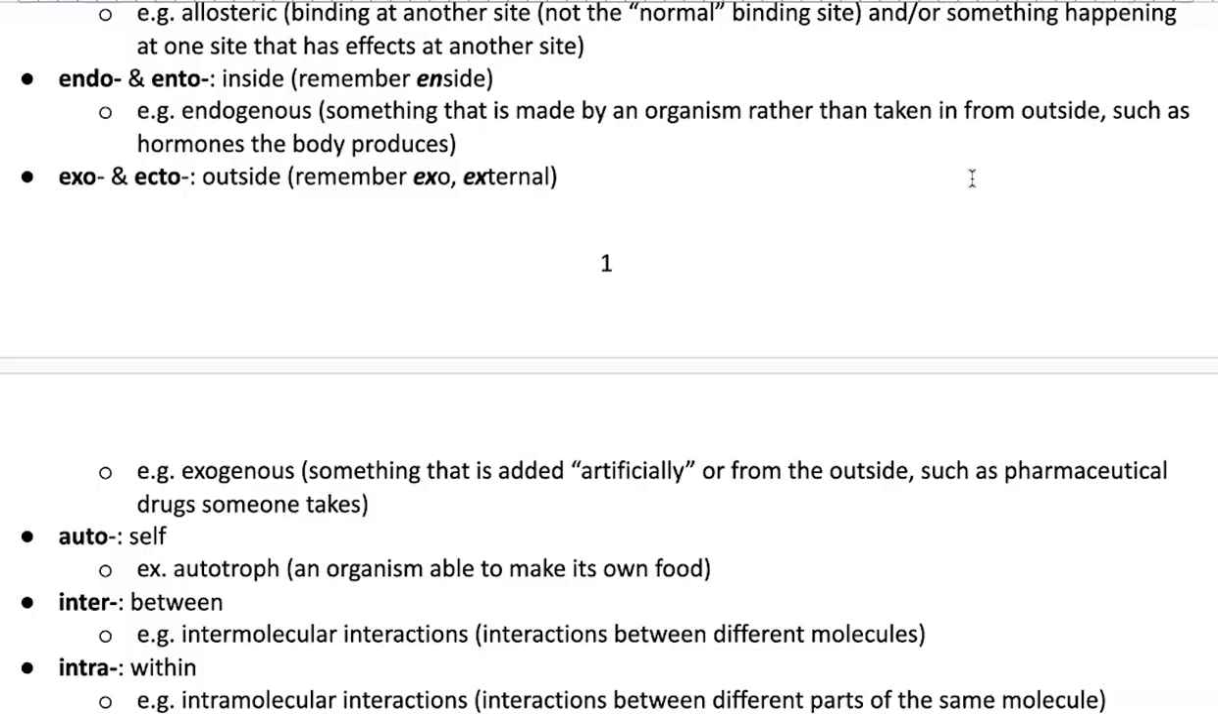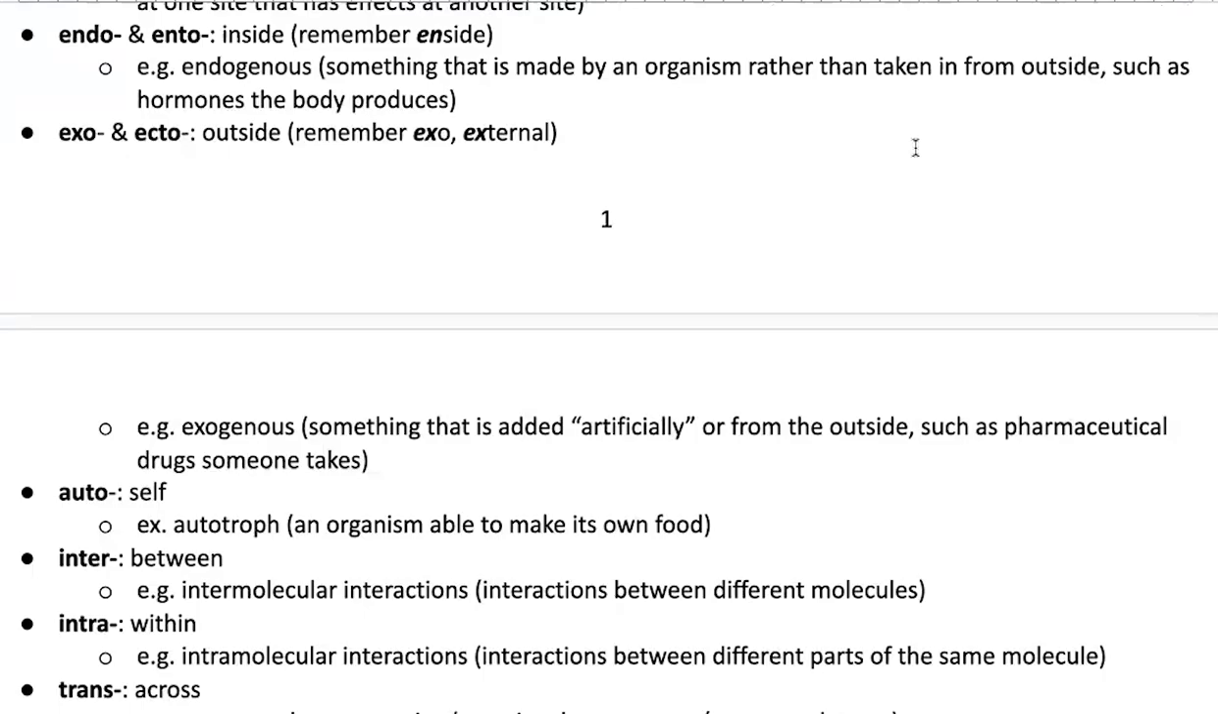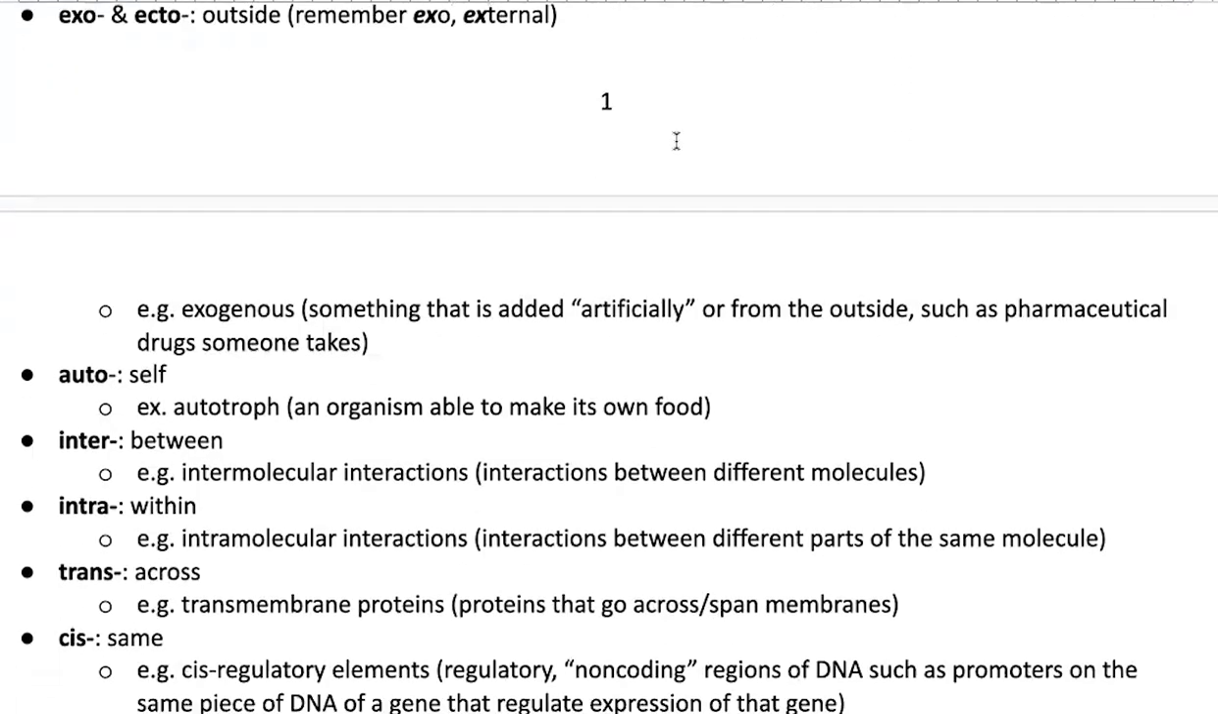So even if it was something that the body normally makes itself, if you give it from an external source, that would be an exogenous compound. It's something that you add artificially or from the outside. And you'll see exo or ecto. So think exo, external. And then you have your endo, inside. If you think about an endoscopy, that's looking inside of you. Whereas exoplanets or exoskeleton, those are things that are on the outside. And so you'll see them in terms like endogenous and exogenous.